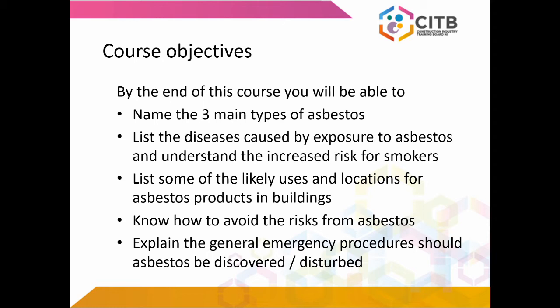Course objectives. By the end of this course, you will be able to name the three main types of asbestos, list the diseases caused by exposure to asbestos and understand the increased risk for smokers, list some of the likely uses and locations for asbestos products in buildings, know how to avoid the risks from asbestos, and explain the general emergency procedures should asbestos be discovered or disturbed.